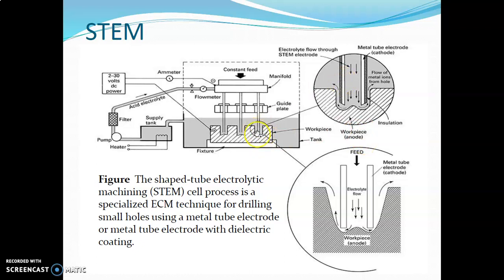This diagram is basically a magnified view of this last electrode. So you can see here we have a metal tube electrode, and it is the cathode. So what we are doing is supplying the electrolyte through the tubes, and it will generate the holes. So this is a good example that we can use for pattern making.